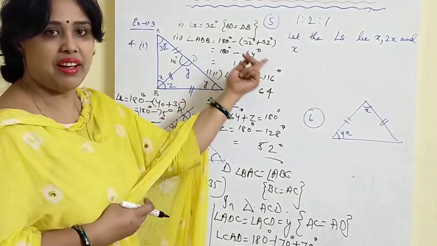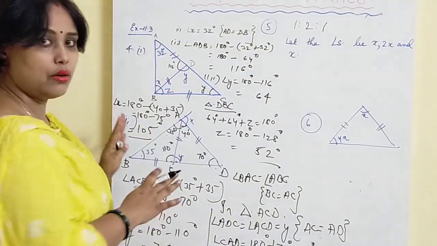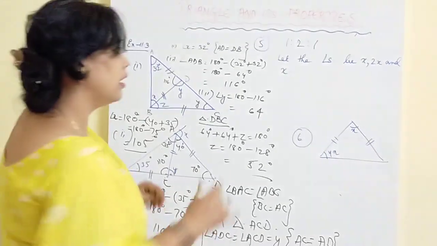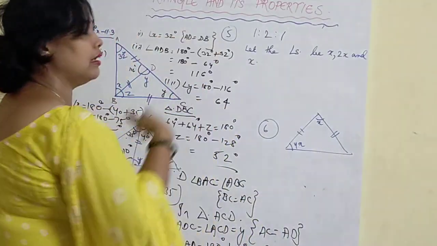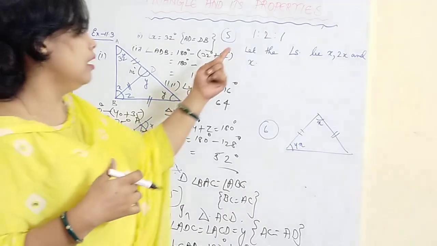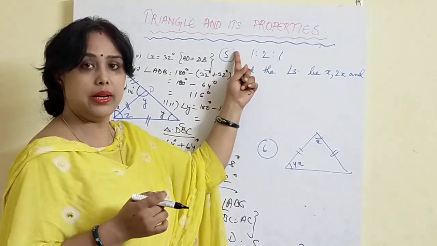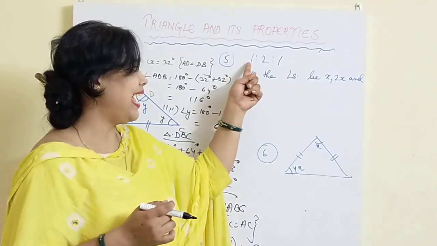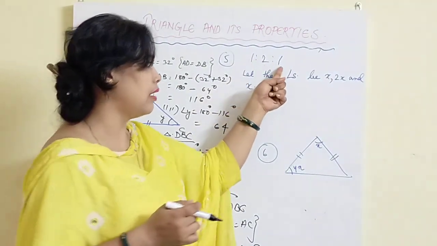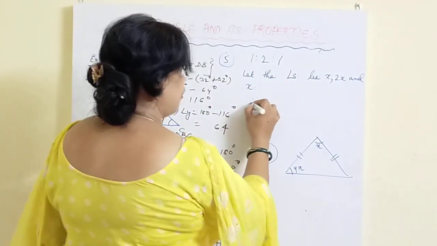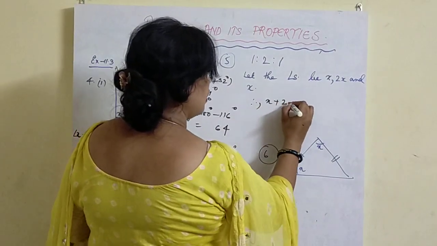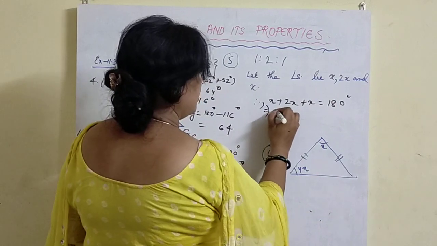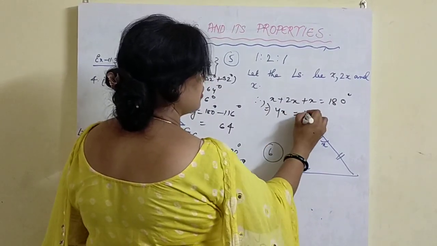Now children, question number 5. I have explained everything in the assignment, so don't worry. It is given that in a triangle, the angles are in the ratio 1 is to 2 is to 1. So we will write, let the angles be x, 2x and x. Sum is 4x equal to 180 degree.